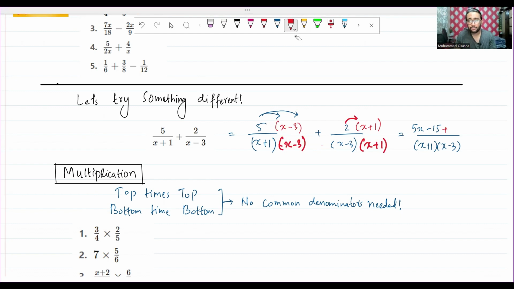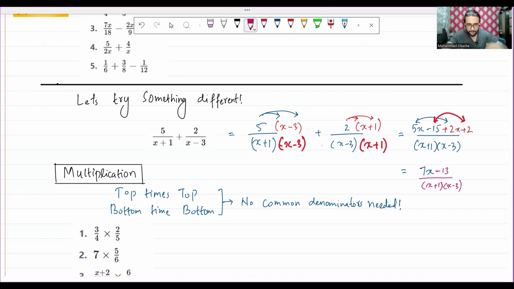2 multiplied by x would be 2x, right? This would be 2x. Plus 2 multiplied by 1 would be 2. Okay, so I think you can further simplify this now. Like terms with like terms. So 5x plus 2x would be 7x. And then constant with constant. So minus 15 plus 2 would be negative 13, divided by x plus 1 and x minus 3.